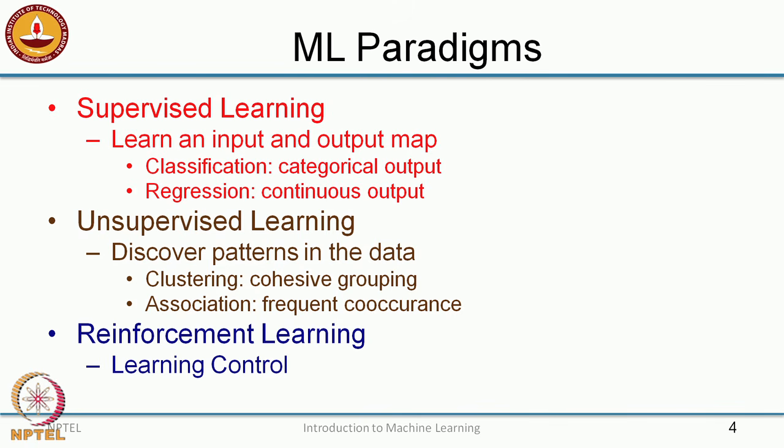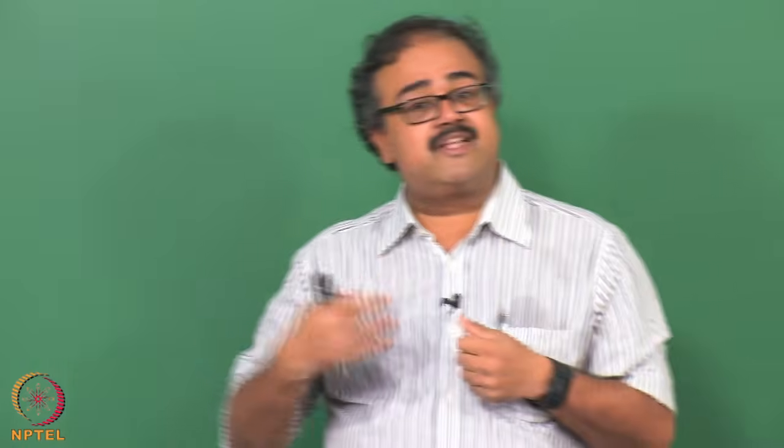So, the second class of problems are known as unsupervised learning problems, where the goal is not really to produce an output in response to an input, but given a set of data, we have to discover patterns in the data. That is called unsupervised learning. There is no real desired output that we are looking for. We are more interested in finding patterns in the data.